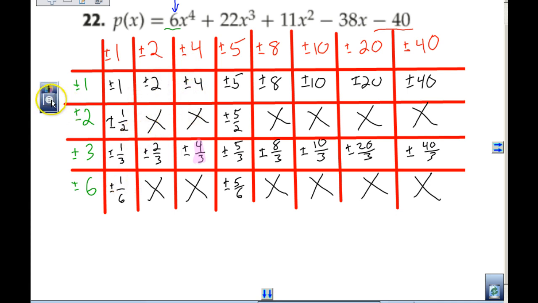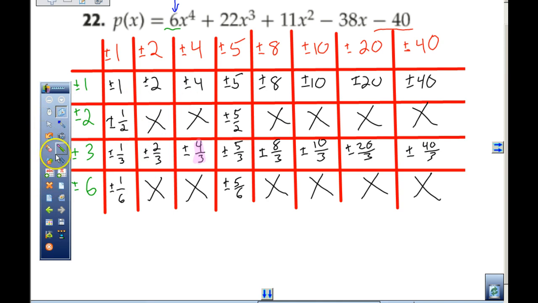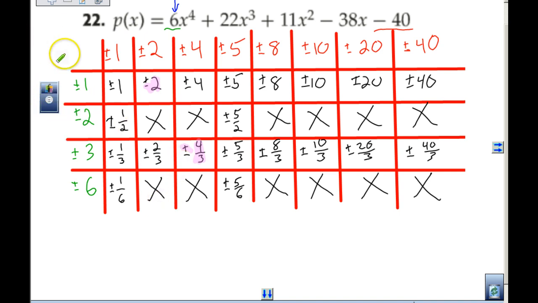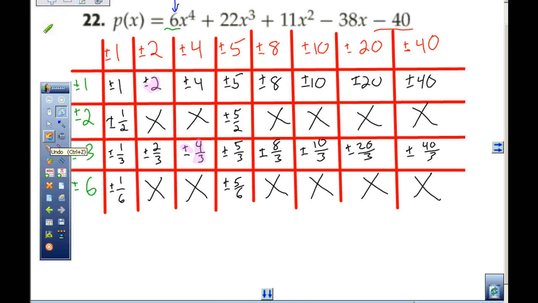Alright, so we're going to, once again, just come out and say it. The two roots we're going to be working with are -2 and +4/3. But you might have to go through quite a bit of trial and error to get those two solutions. Okay, so let's go ahead and do the synthetic division. So we have 6, 22, 11, -38, and -40.